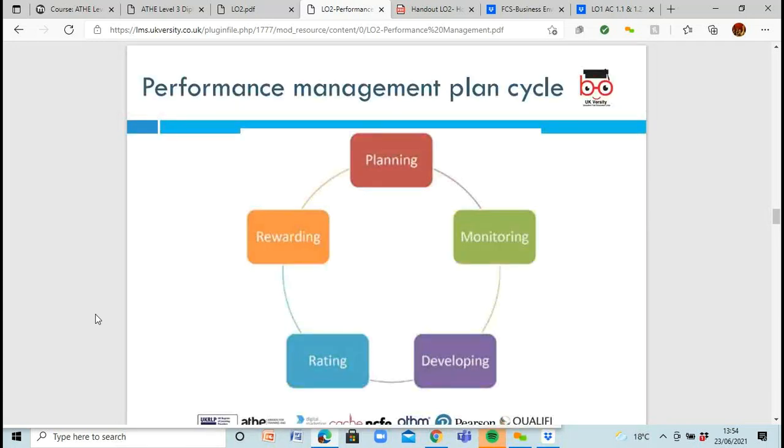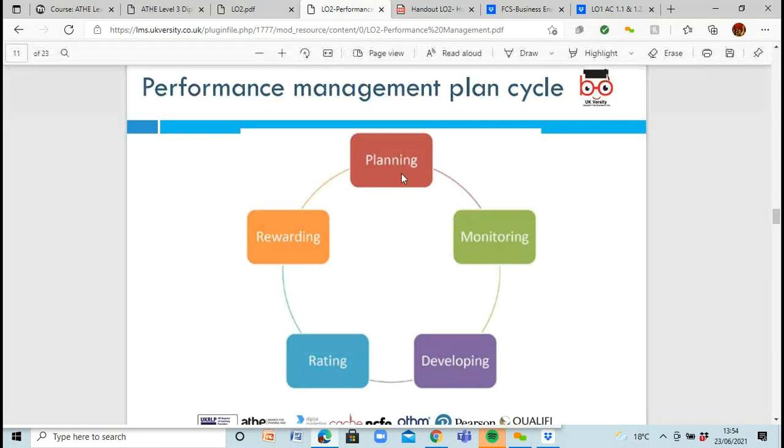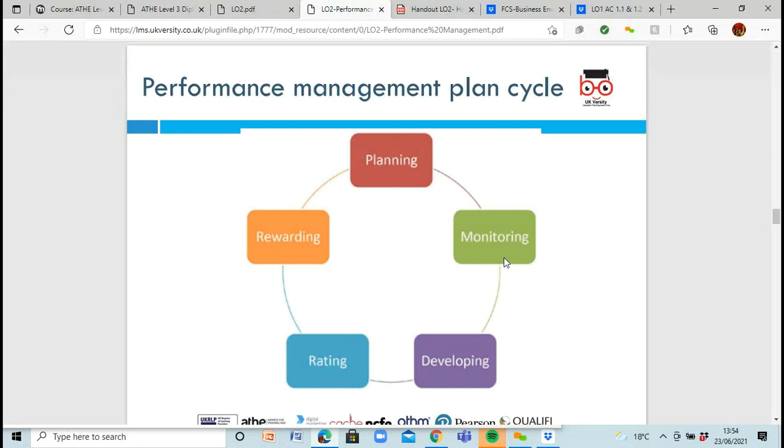Then you just got a performance management cycle. Nice, simple. So you plan what you're going to talk about, you monitor it, see how it's going on. Is it being met? Is it not being met? Do you need to change anything? Develop your systems. Do you need to do any training? What sort of activities should take place? Rate it. Is it good? Is it not good? So this is more like evaluating.